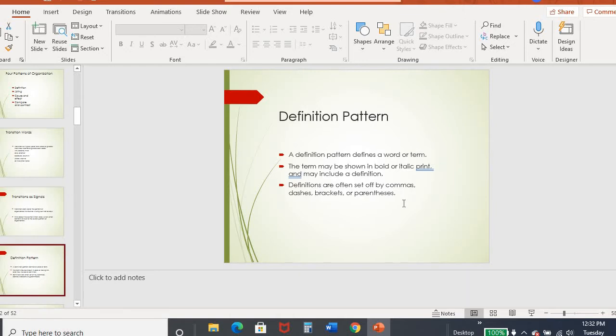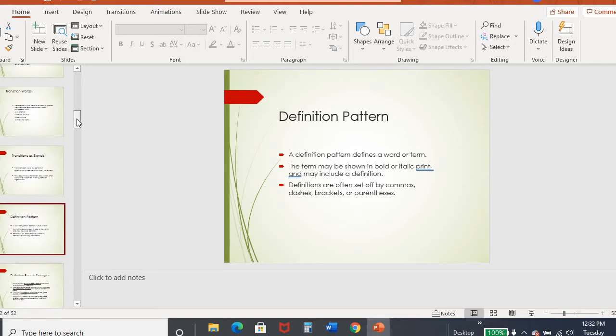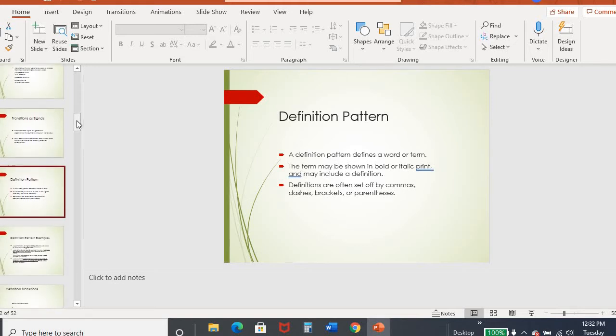First pattern, definition, and it's just what it sounds like. An author spends time defining a word. This maybe goes back to our vocabulary chapter as well. It may be in italics or bolded or underlined, and they could also put the definition in commas or parentheses or brackets. But if an author spends time defining a word, they are relying on the definition pattern.